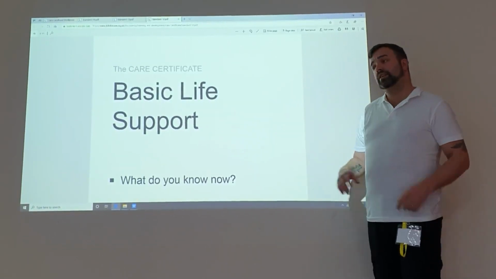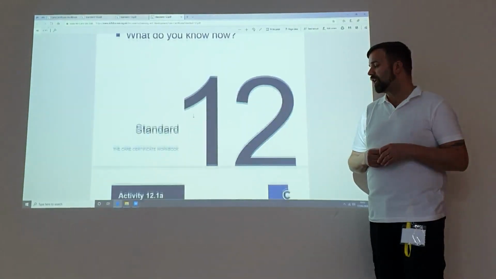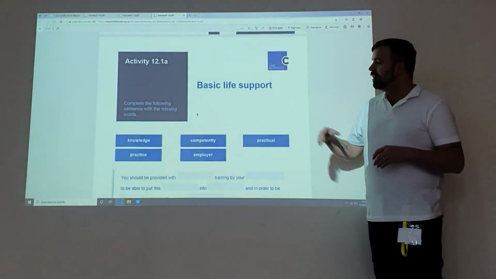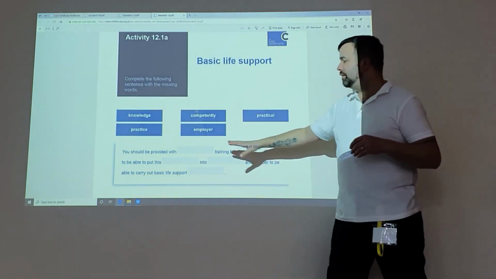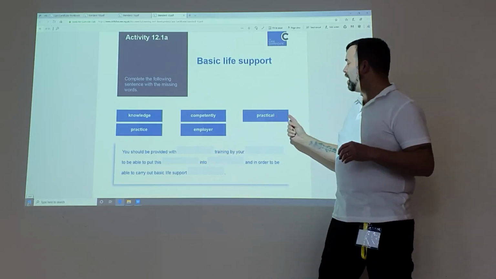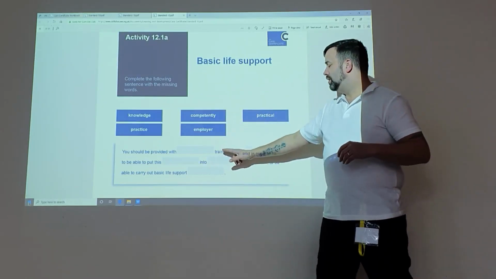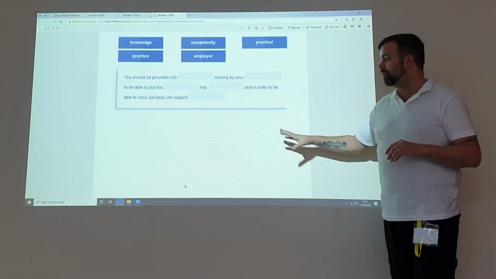Okay, so now let's look at the knowledge requirements of what you need to know. So this is the theory part. So here, it's asking you to complete the following sentences. You simply have to fill in the gaps. So you should be protected with, and then here, you just fill in the gaps to answer it. That one's nice and straightforward.